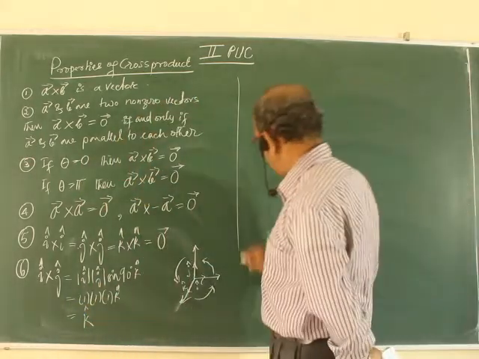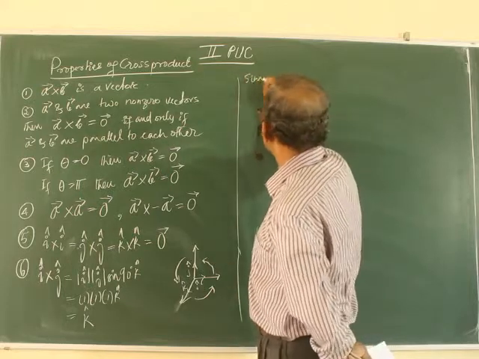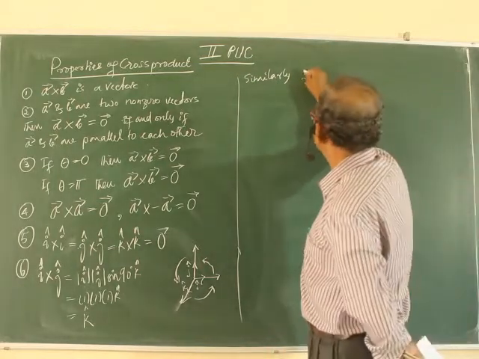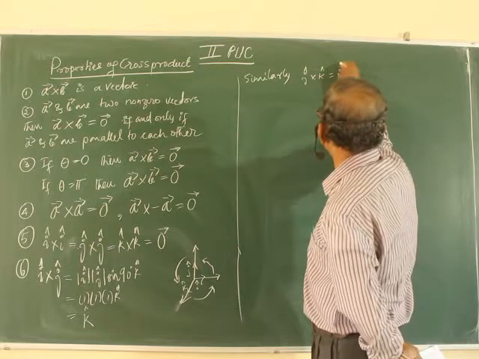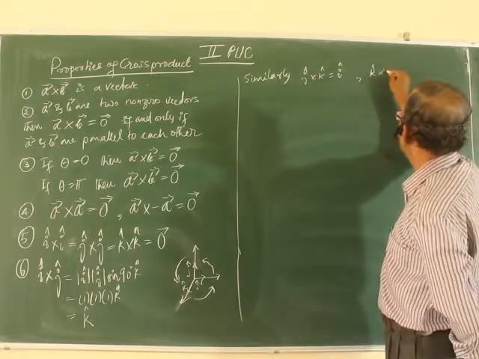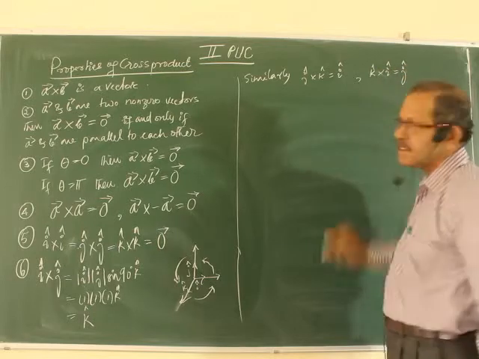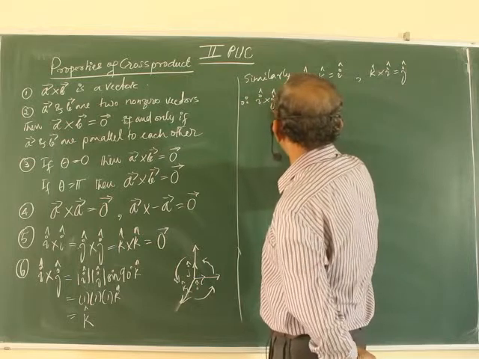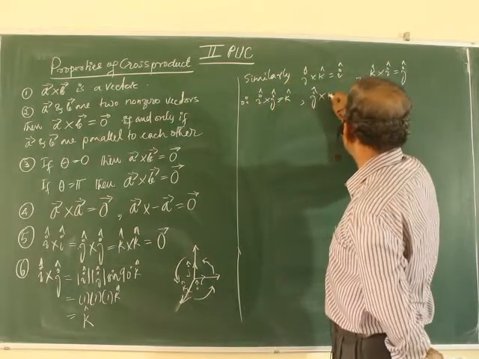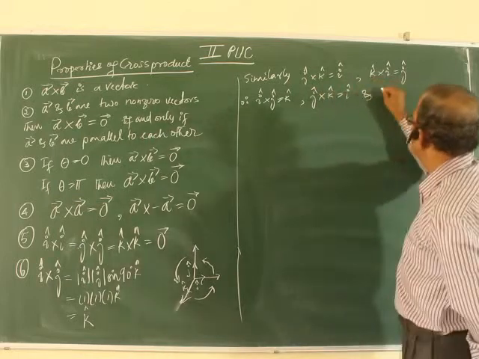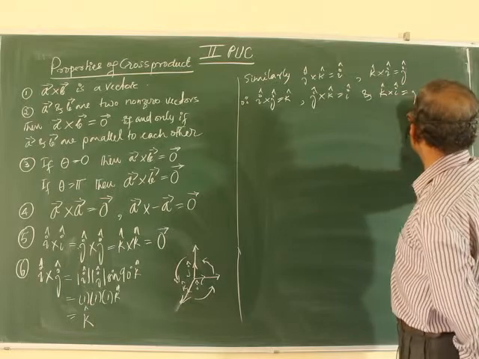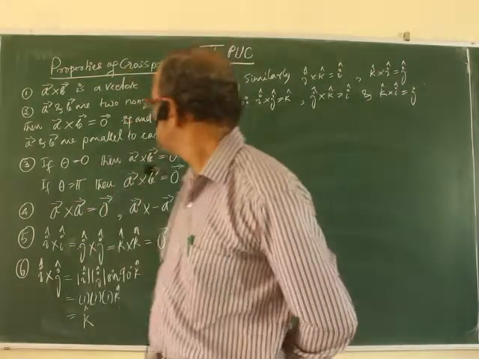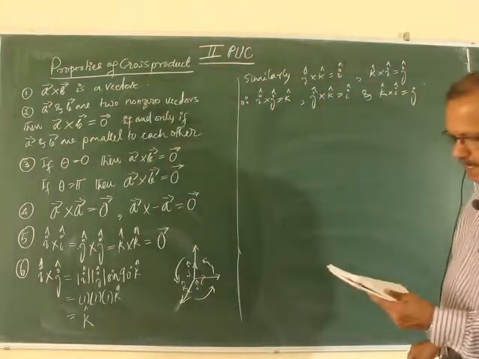Right? So let me write similarly the remaining. Similarly, J cross K is I. K cross I equal to J. Therefore, let me combine once again: I cross J is K, J cross K is I, and K cross I is J. Remember this. Right? Property number 6 over.